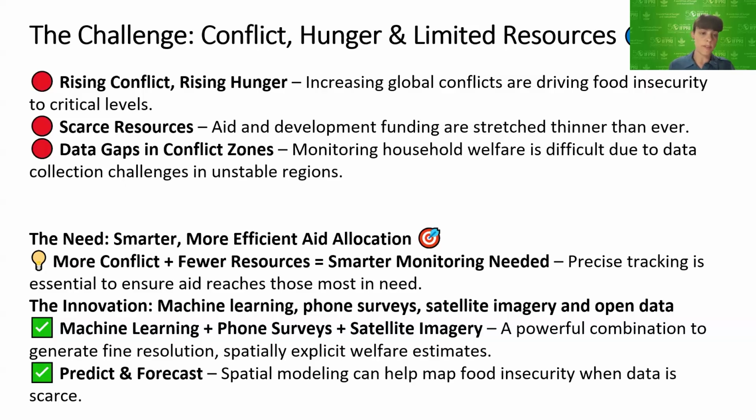So it is in this difficult context that we really need precise tracking to ensure that limited resources reach those most in need. To do this, we have developed a machine learning-based approach to estimate food consumption scores at a granular village tract level in Myanmar. We do this by leveraging multiple data sources: phone survey data, Earth observation data, crowdsourced data, and GIS data to generate spatially explicit and near real-time food consumption scores.